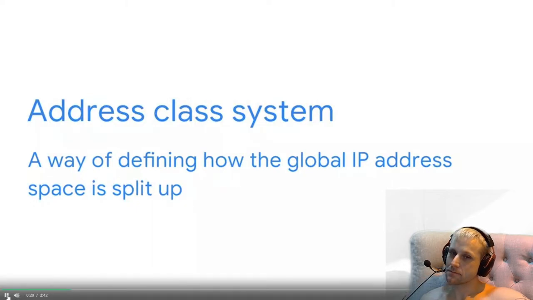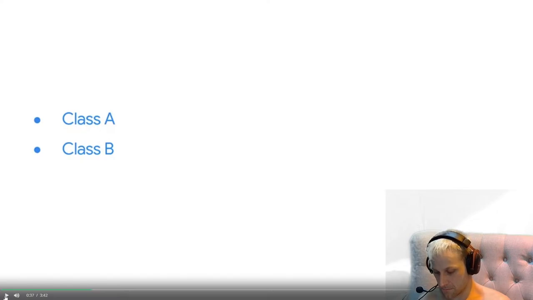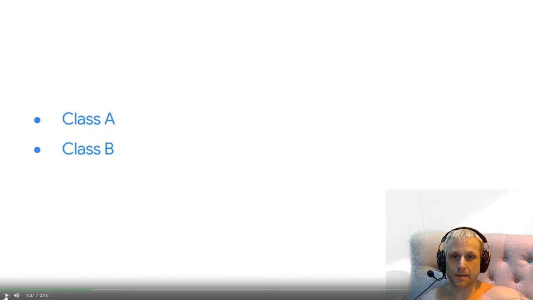Is a way of defining how the global IP address space is split up. There are three primary types of address classes: Class A, Class B. If the next one's going to be Class C.